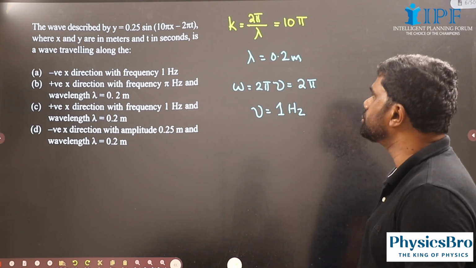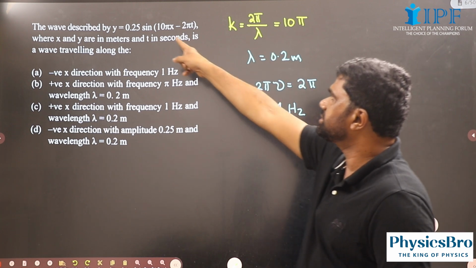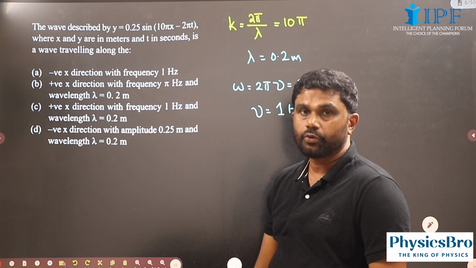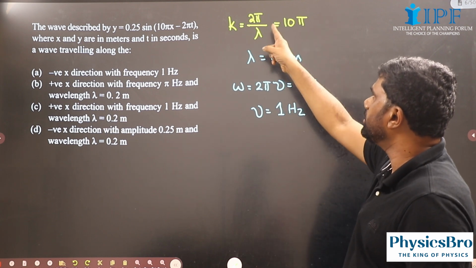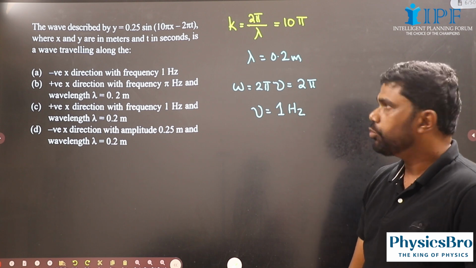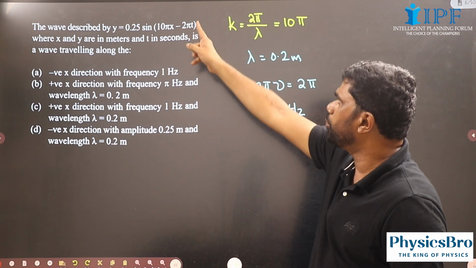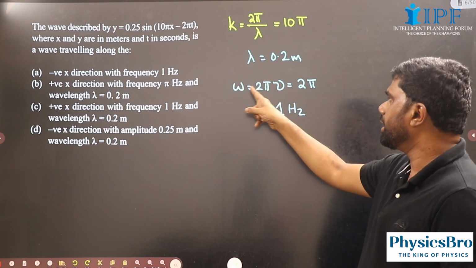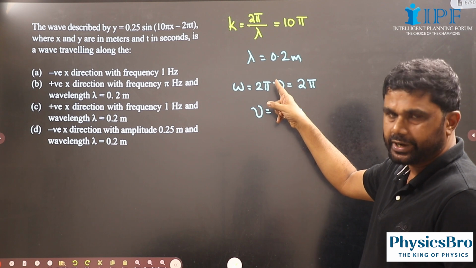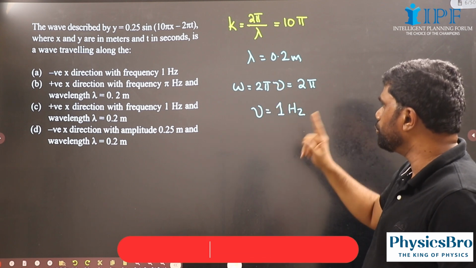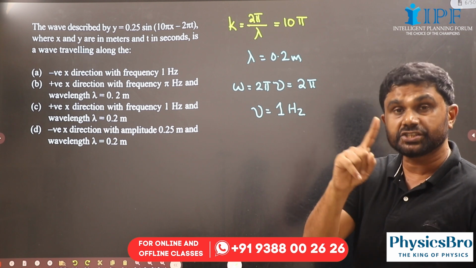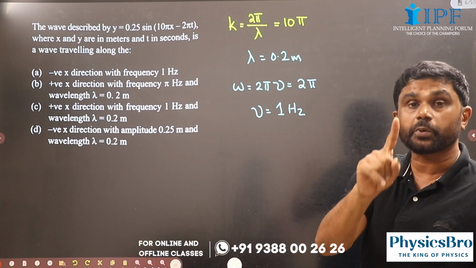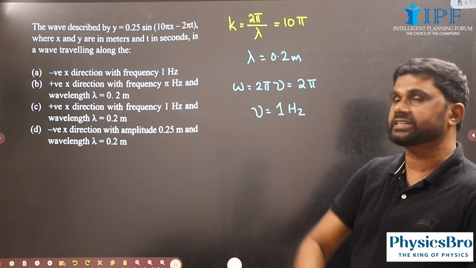K is 2 pi by lambda and it is given as 10 pi. So 2 pi by lambda equal to 10 pi, so lambda will be 2 by 10 or 0.2. Omega is given as 2 pi, so omega is 2 pi nu, and it is given as 2 pi, so nu will be 1 hertz. Frequency is 1 hertz, wavelength is 0.2 meter, and wave is propagating along positive x direction.